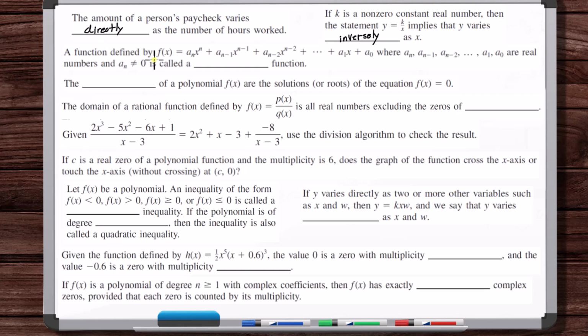A function defined by f of x is equal to a sub n times x to the n plus a sub n minus 1 times x to the n minus 1 plus a sub n minus 2 times x to the n minus 2, following this pattern all the way down to a sub 1 times x plus a sub 0, where all of the coefficients are real numbers and the leading coefficient is not equal to 0. What is this? Well, that's the classic definition of a polynomial function.